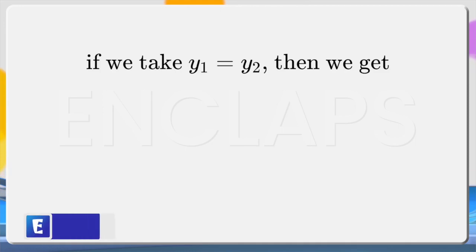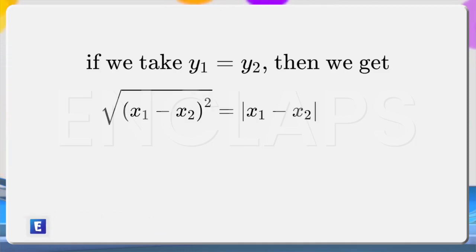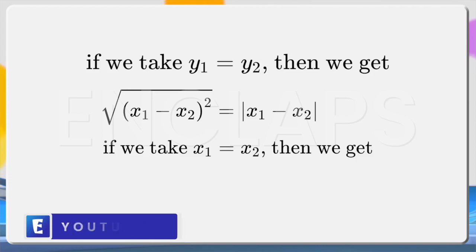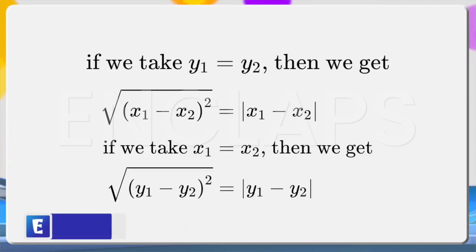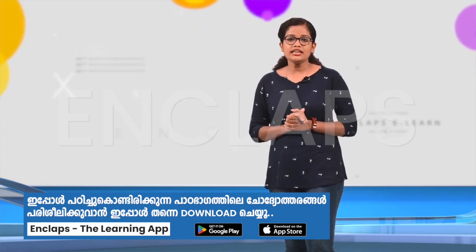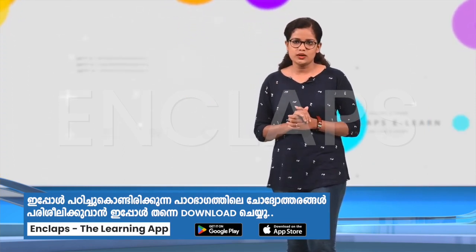If y1 equals y2, what is the distance? Root of x1 minus x2 the whole square equals the absolute value of x1 minus x2. If x1 equals x2, then root of y1 minus y2 the whole square equals the absolute value of y1 minus y2. Then the distance can be calculated in this way even if any of the coordinates are equal.